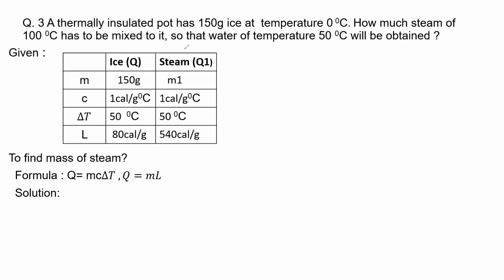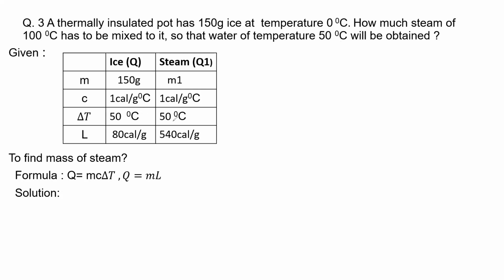Let us start with what is given. In the question, it is given that 150 gram ice at 0 degrees. That means mass of ice is given, 150. Mass of steam we don't know. Let it be M1. Specific heat of ice, water and steam is the same, 1 calorie per gram degree Celsius. Next is delta T. Delta T means difference in temperature, higher temperature minus lower temperature. Ice initial temperature is 0. Now it gets converted to water at 50 degrees Celsius. That means difference in temperature is 50 minus 0, which is equal to 50.